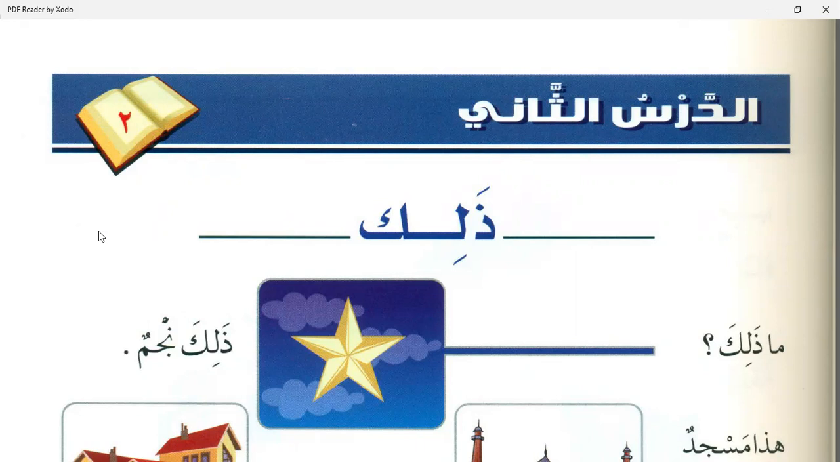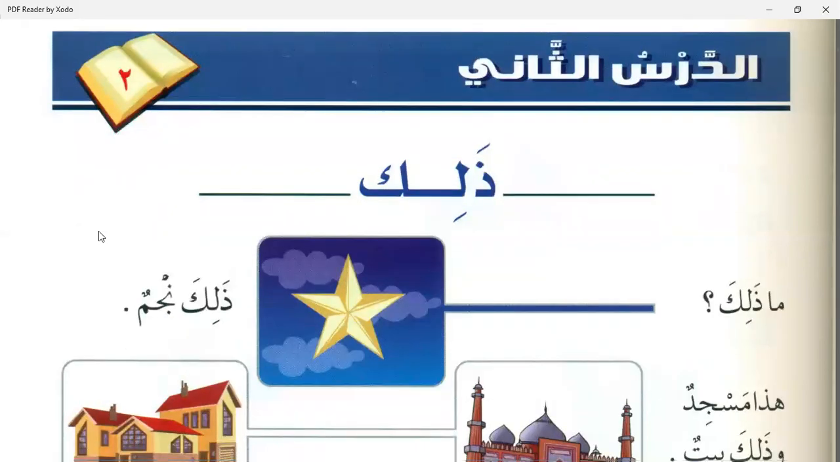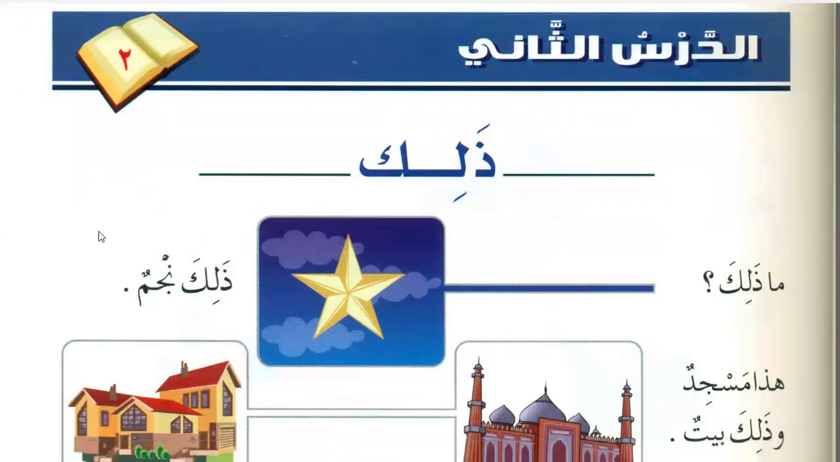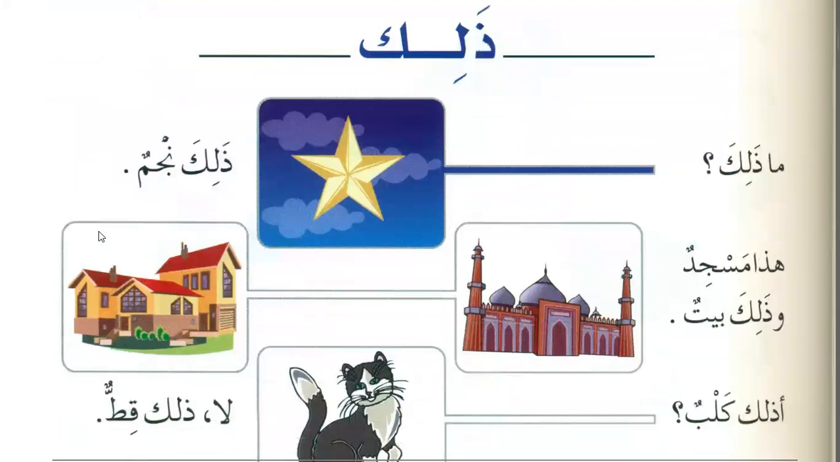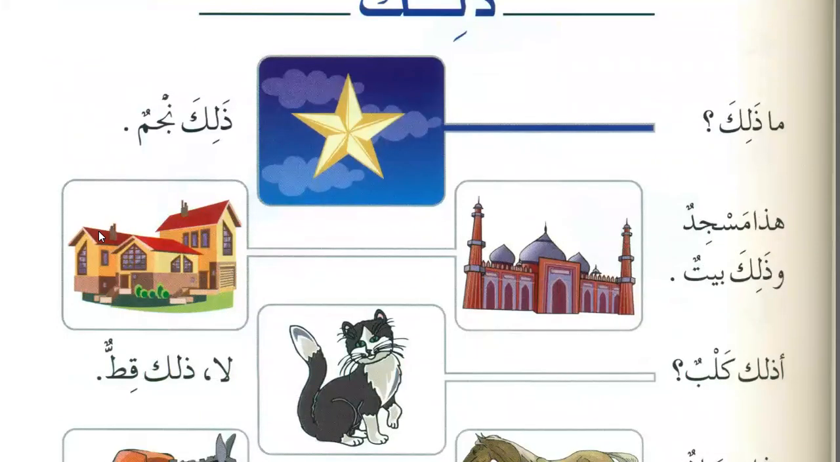Miss Aisha, you can read if your microphone is fixed. Assalamu alaikum. Wa alaikum assalam. Is it clear now? Yes, I can hear you now. Okay. Ma zalika? What is that? Zalika najmun, that's a star. Haza masjidun wa zalika baytun. This is a mosque and that is a house.